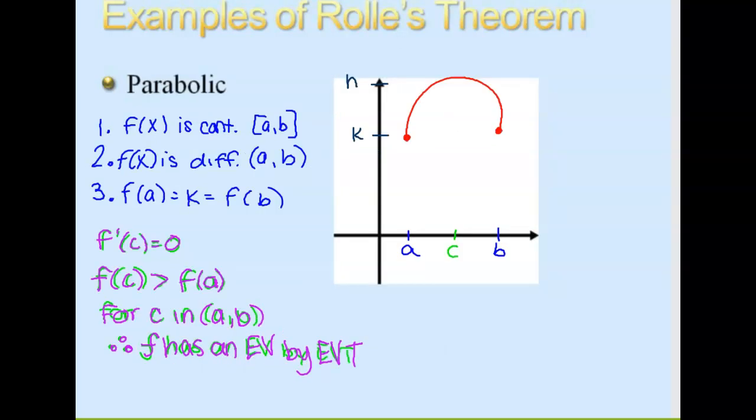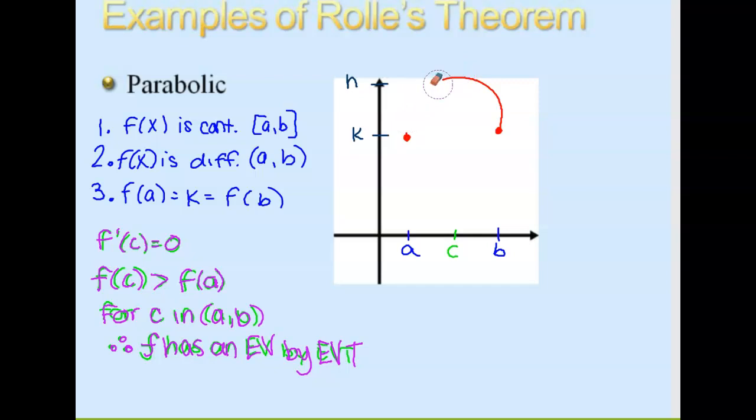All right, number 2, we have a parabola. A parabola is going to be continuous. It's differentiable. And you could draw it in a way that A and B are both at K. And remember that C does not have to be the middle of A and B. In this case, it is, but again, it does not have to be.